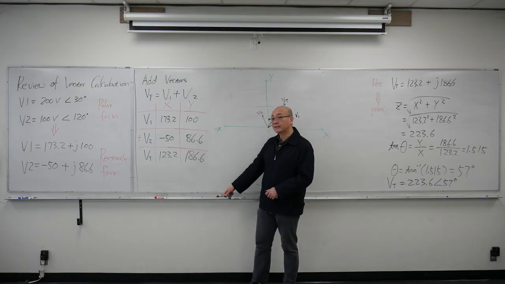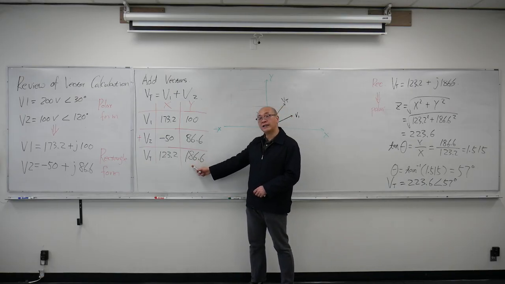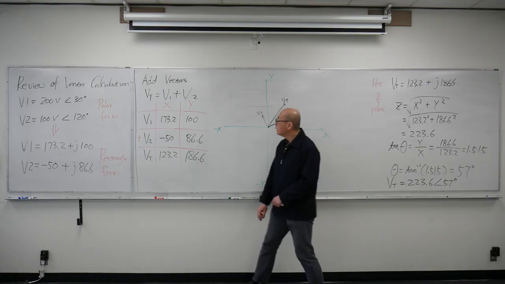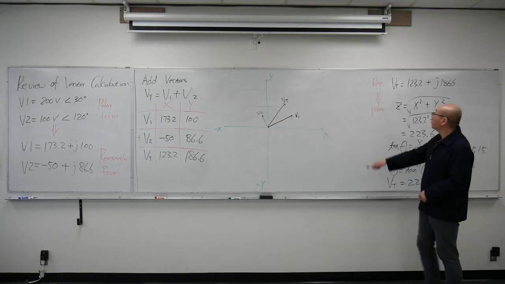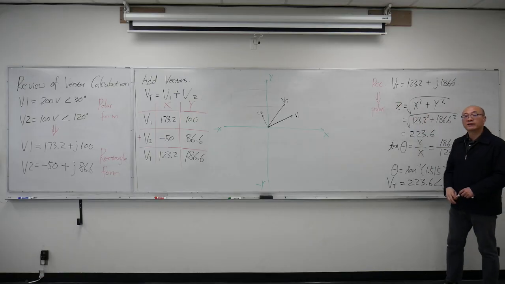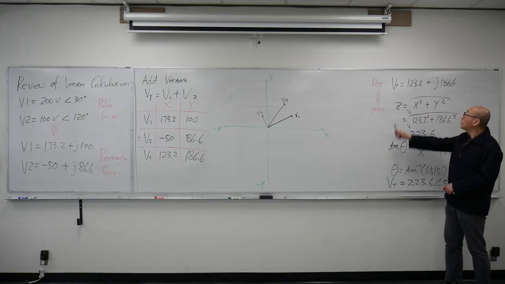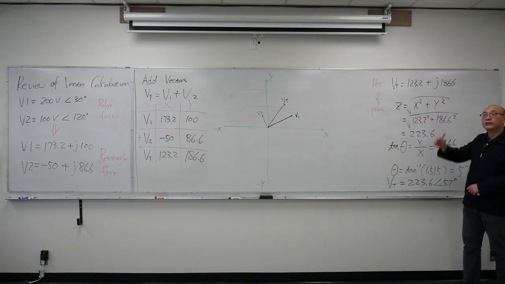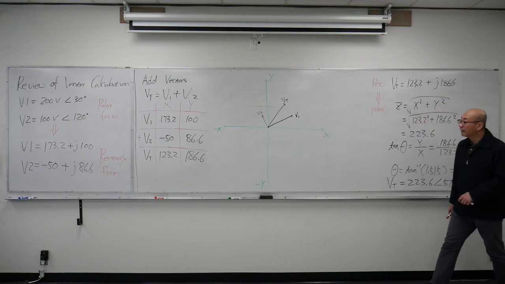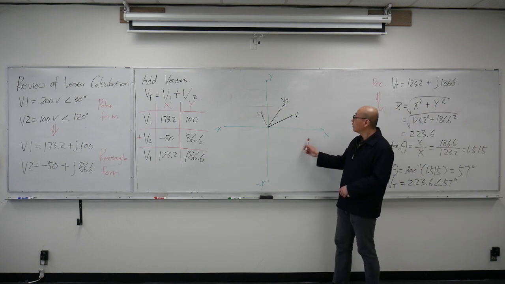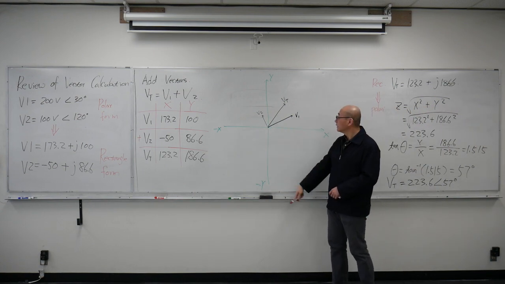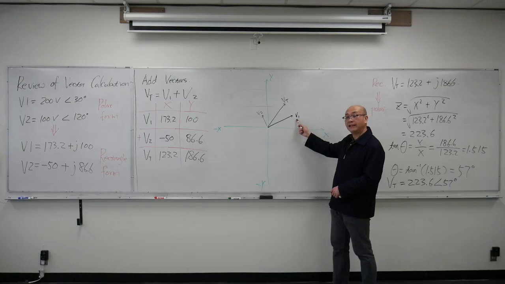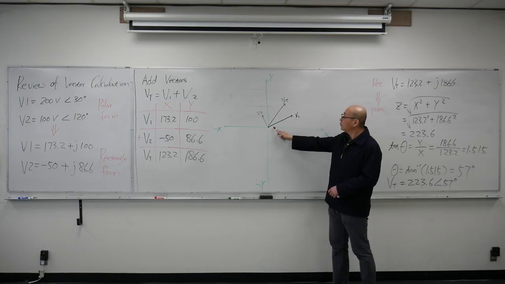123.2 for the x component, 186.6 for the y component. Then this will be our rectangular form for this resultant vector: 123.2 plus j186.6. On the Cartesian plane with the xy directions, vector 1 will be indicated down here, 200 at 30 degrees.